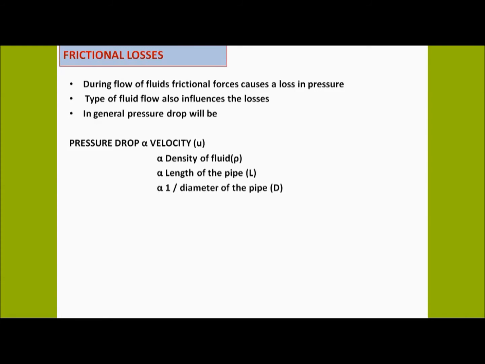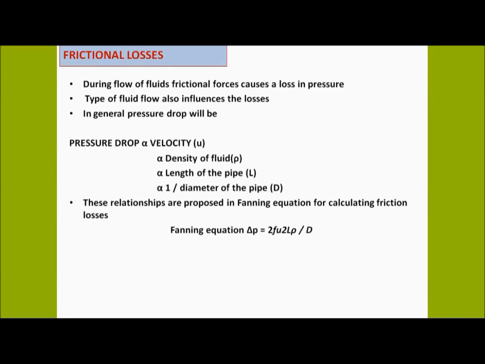So here we are going to create a relationship between the pressure drop and frictional losses. This relationship was proposed by Fanning, and this equation is known as the Fanning equation for calculating the frictional losses. As per Fanning's equation, the pressure drop is directly proportional to 2F, where F is the frictional loss. Delta P is the change of pressure or pressure drop.